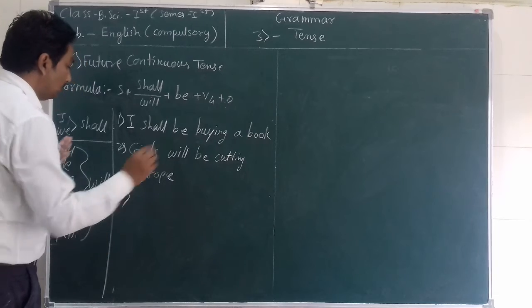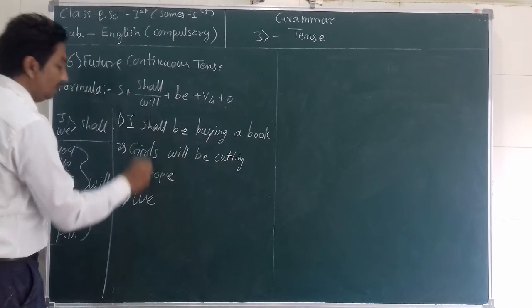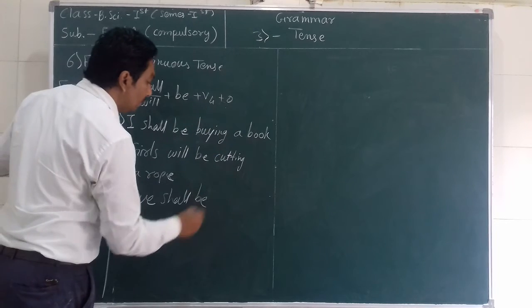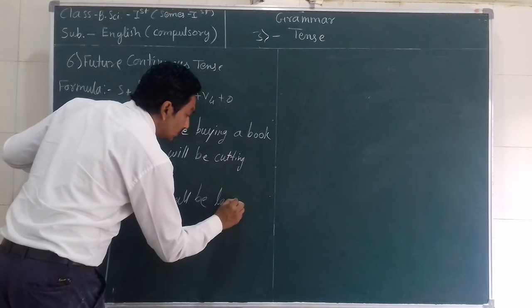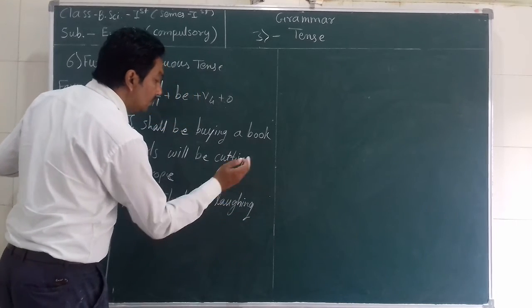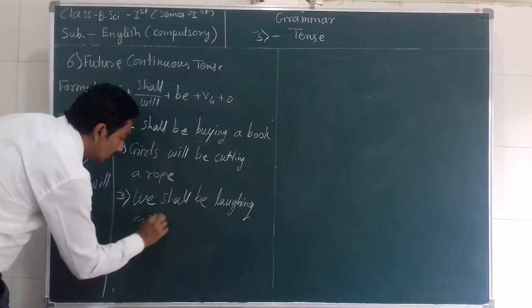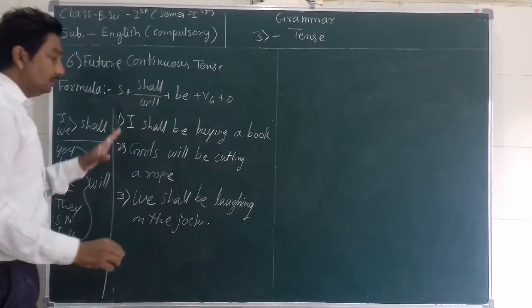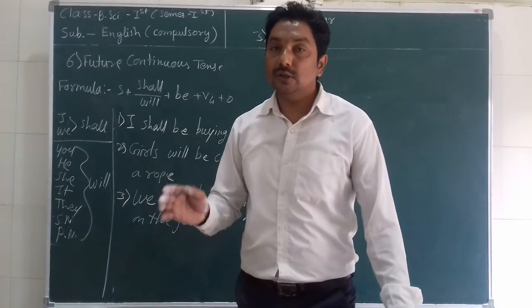Another sentence. Suppose I take the subject we. What do we take after we, shall or will? We need to take shall. Then use be. Then any V4. Suppose I take the verb laugh. What is the V4 form? Use the ing suffix, and it automatically becomes the V4 form of that verb, laughing. On whom are you laughing? Laughing on the joke. So in this way we can make sentences in future continuous tense.